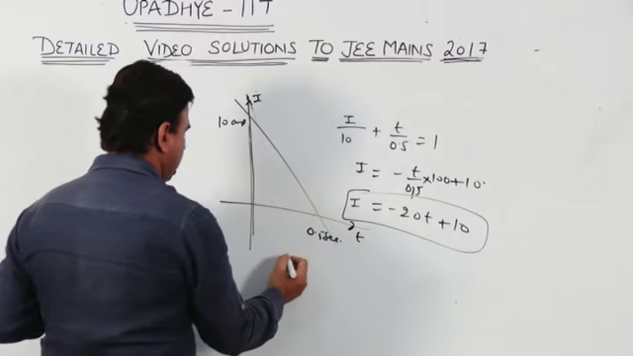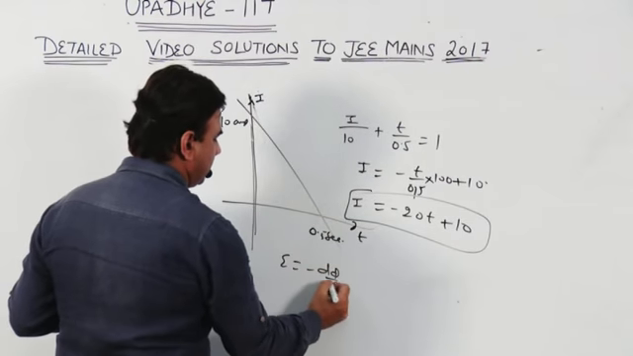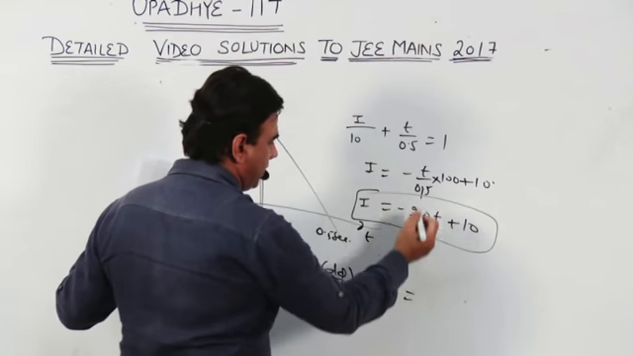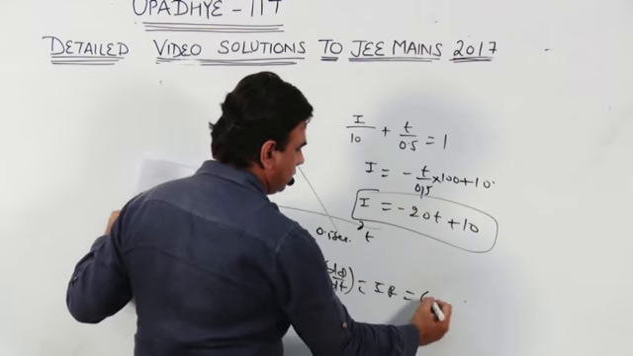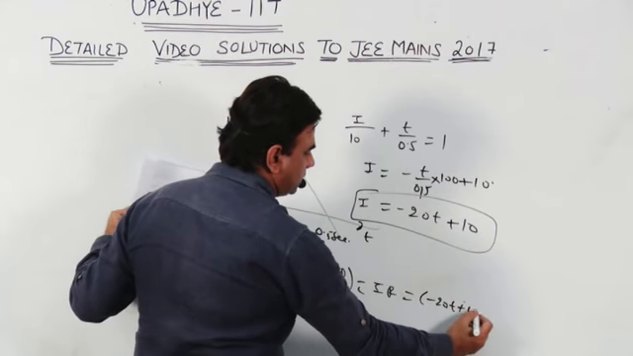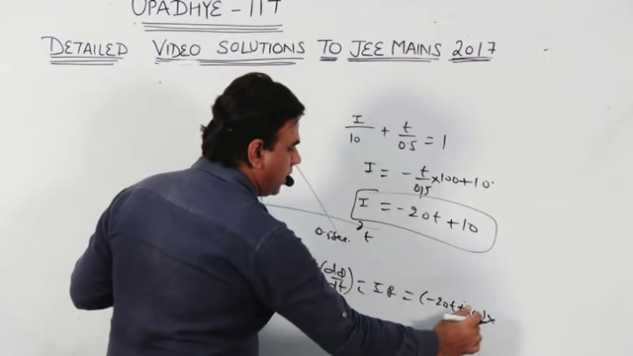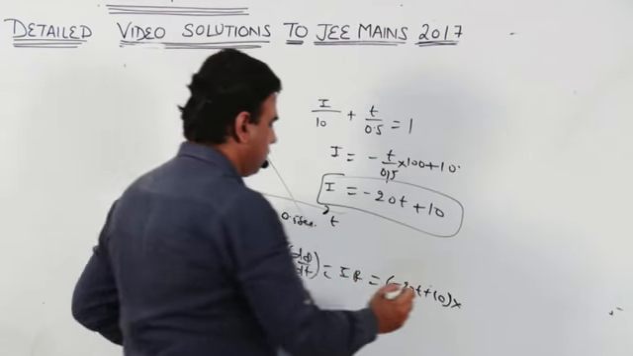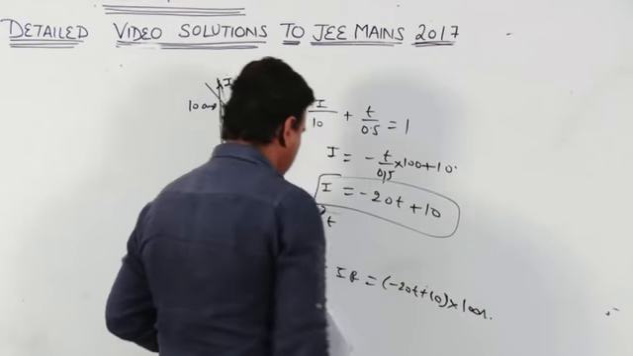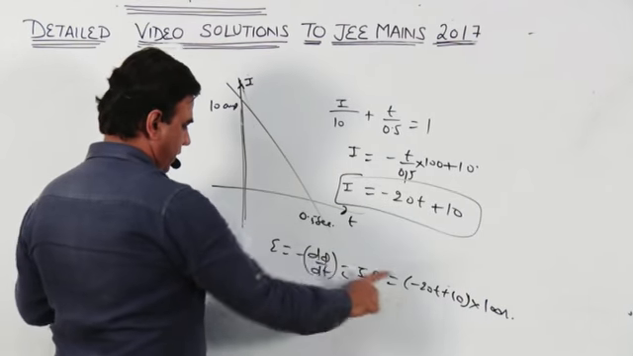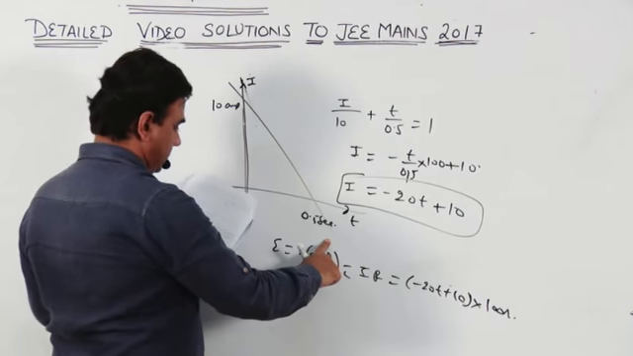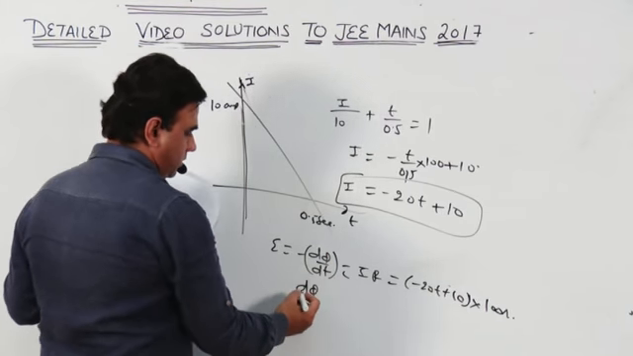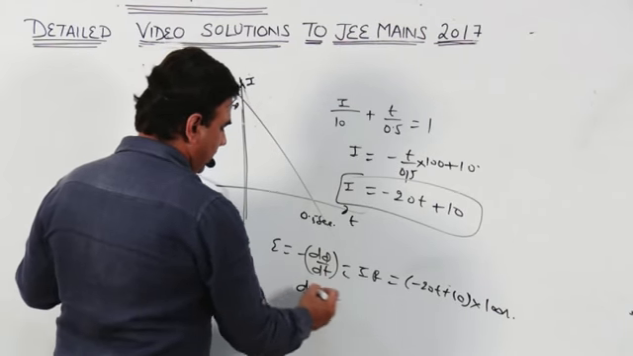As we know, EMF equals minus d phi by dt, and E equals I into R. Since I is variable, it is minus 20T plus 10 into R. R is given as 100 ohm, so we can put 100 ohm here. And we have to find the change in flux. Since it is a differential equation, the flux change we can get by integration only.